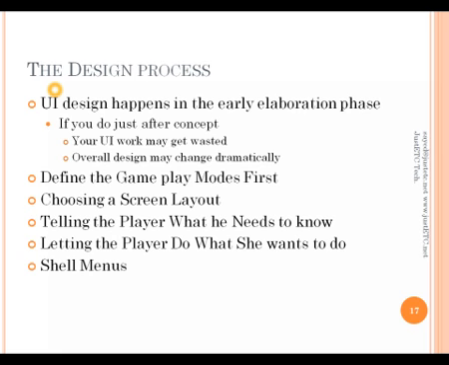Okay, so the user interface design process involves, I think, 5 different steps. First, define the gameplay modes. Then you have to choose a screen layout for the game user interface, and then you have to tell the player what he needs to know. Maybe you have to think about the controls or mechanisms of the user interface through which you will propagate the information to the player. Then you should think about and implement the controls or mechanisms to allow the user to do what she wants to do.